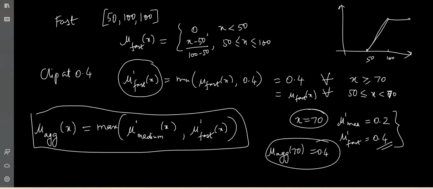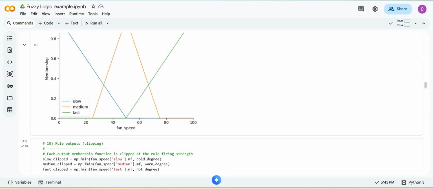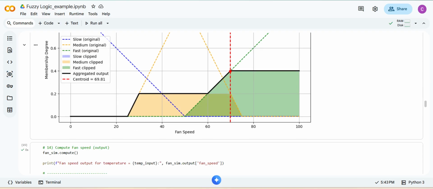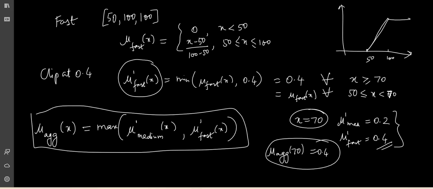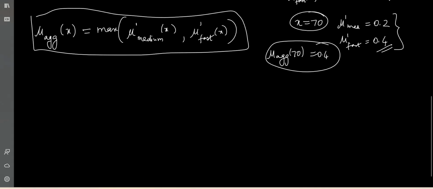And that is what is even shown in the graph also. If I show that clipping region, at 70 it's not 0.2 but 0.4, the maximum of the values, the shaded region. And by coincidence, that is even the centroid value in this case. Okay, so understand it like that, right? Now all the aggregate values we will find out in a similar fashion, considering the medium and fast categories, and then we will calculate the centroid.